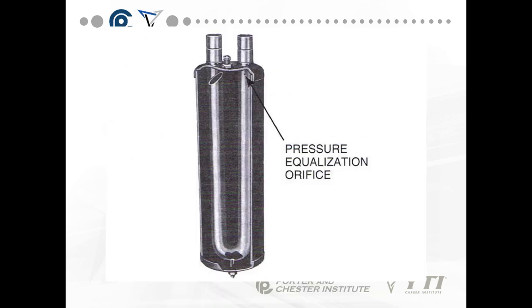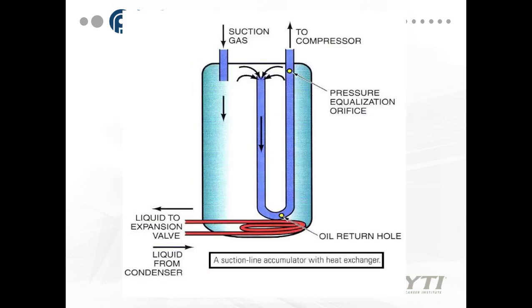Okay, so again, this is just a picture of an accumulator. Okay, this is a suction line accumulator with a heat exchanger. So again, here we're pumping the liquid from the condenser through it to allow it to cool off. And it does two things. It boils off any liquid refrigerant in the accumulator because of the heat that we're pulling out of the liquid line. And it cools the liquid to the expansion valve.